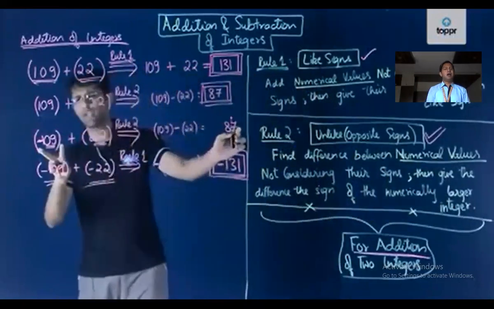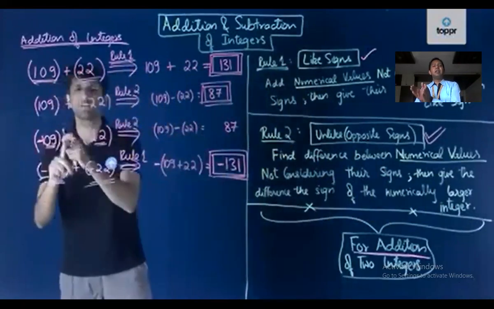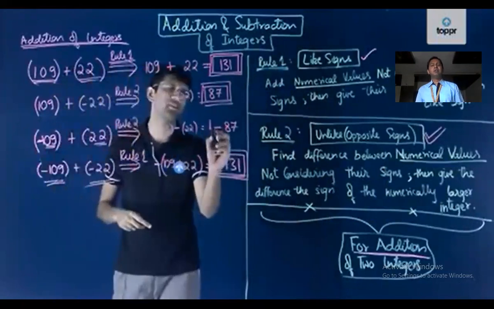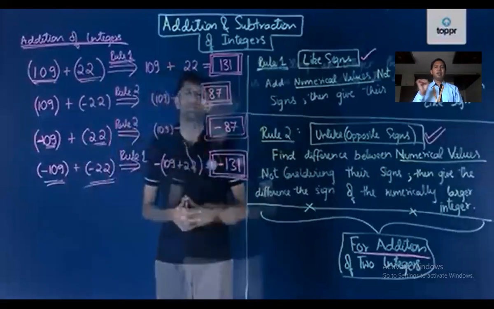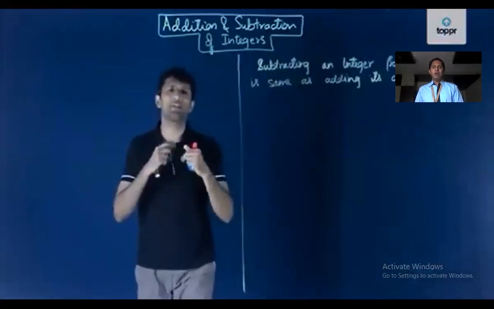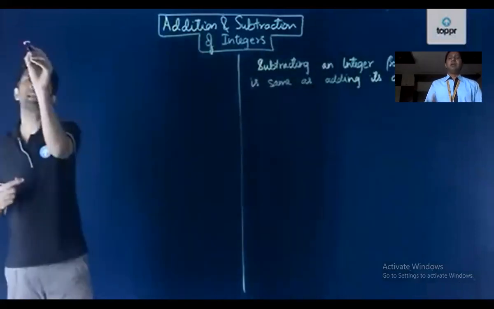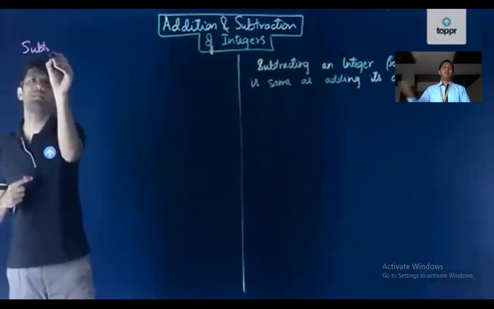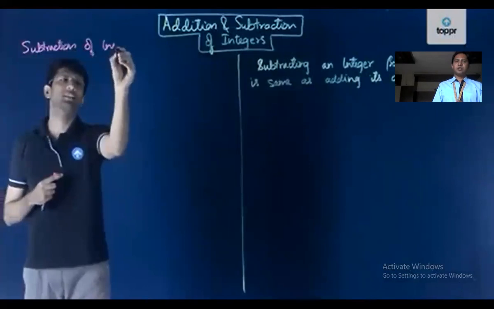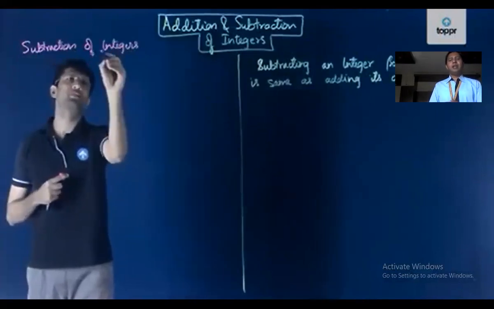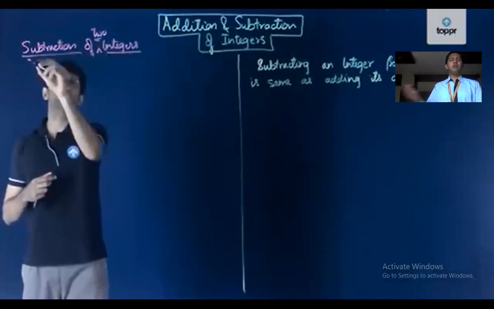In this last case, or third case, 109 is negative. So the answer will remain negative, and we'll give the answer the larger integer's sign, that is the negative sign. Now, in the case of subtraction, subtraction is nothing but addition only. In the subtraction case, we add the additive inverse of the second number. So in subtraction of integers, we need to find the addition. The same is the addition of the additive inverse.